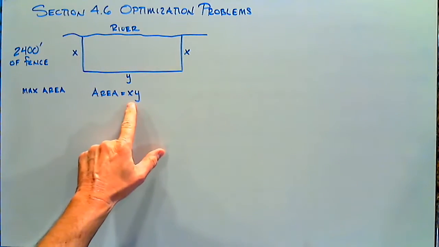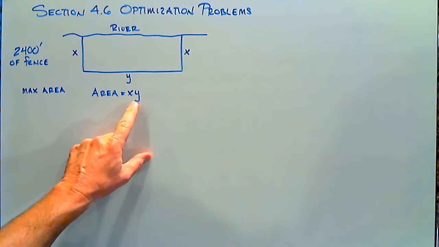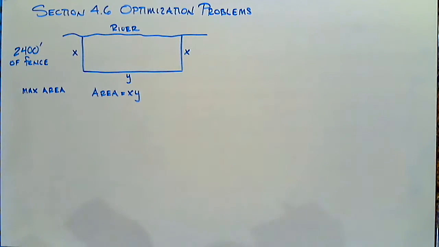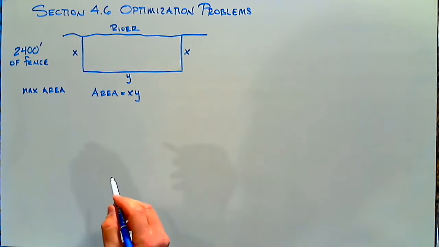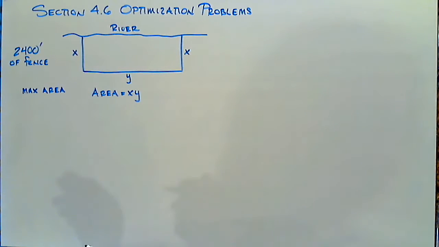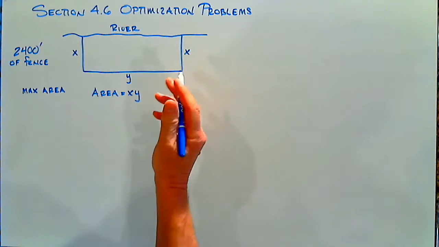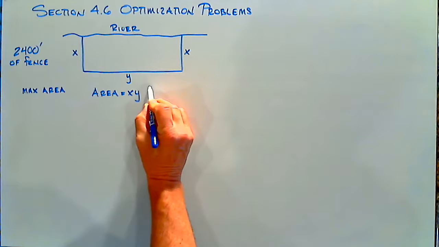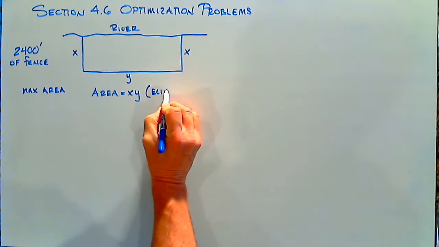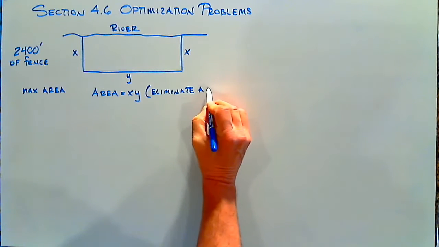When we take a look at our formula right here, which says area equals x times y, the problem we have is this is two variables, x and y. We're not in a multivariable calculus class yet, so we need to eliminate a variable. That's the big idea that a lot of people find mildly challenging, I'll say, with some optimism. So where do we go from here? We want to eliminate a variable.